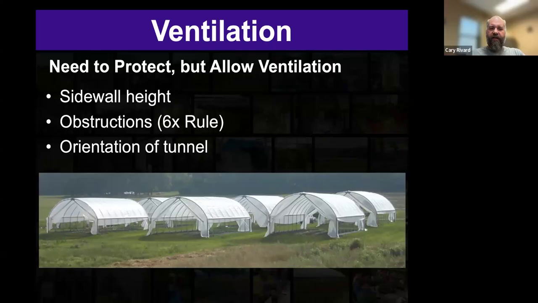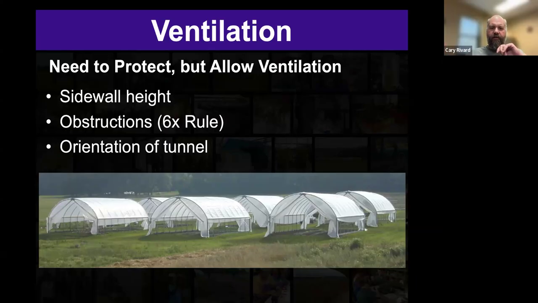When they first started selling high tunnels back in the late 90s, early 2000s, they were building them just like greenhouses. In greenhouses, we typically have a 3 foot sidewall or a hip board that's 3 feet up. And they did start doing that early on with high tunnels, but now generally the standard is to be about 4 to 5 feet for that sidewall height. And that's going to be a lot better for making sure you get good ventilation.